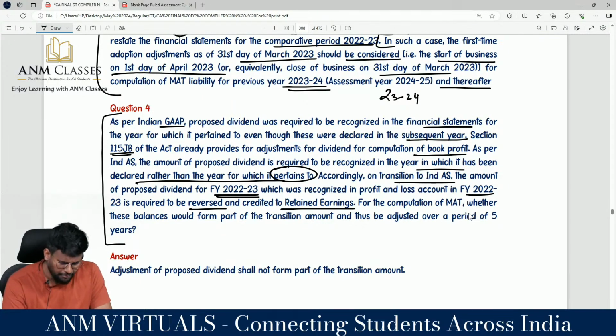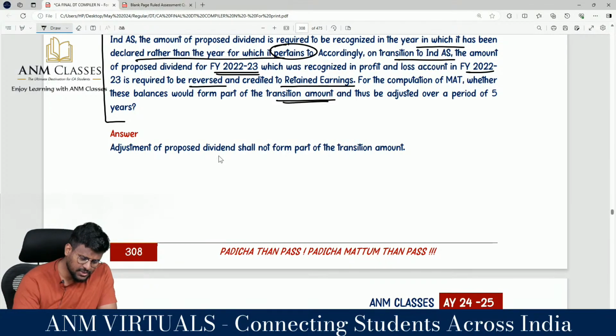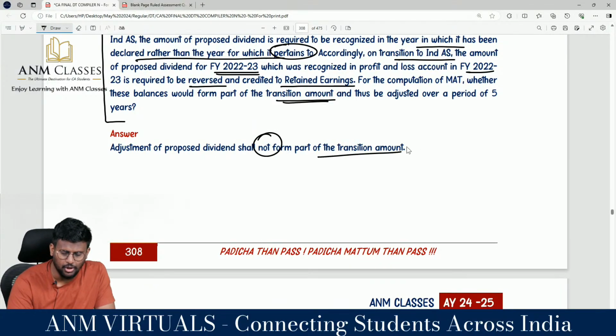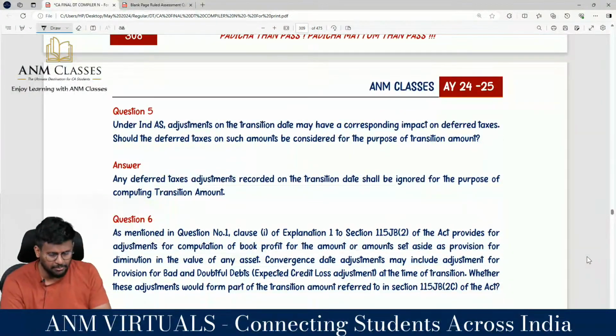For the computation of MAT, whether these balances would form part of transition amount and thus be adjusted over a period of 5 years is the question. Adjustment of proposed dividend shall not form part of transition amount. Transition amountக்கும் proposed dividendக்கும் சம்பந்தம் இல்லை.